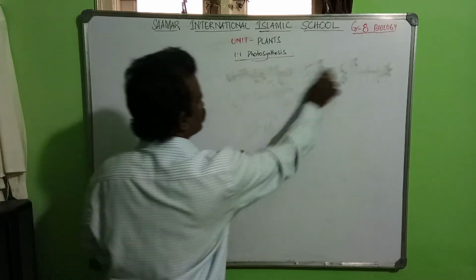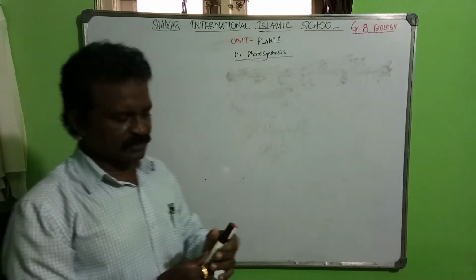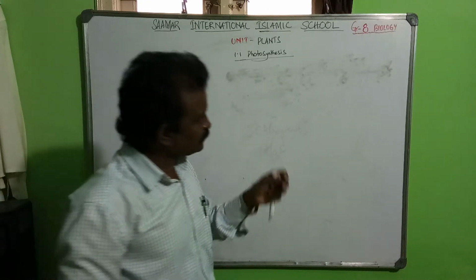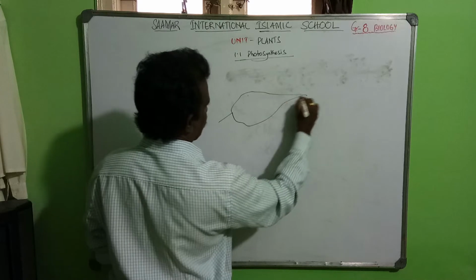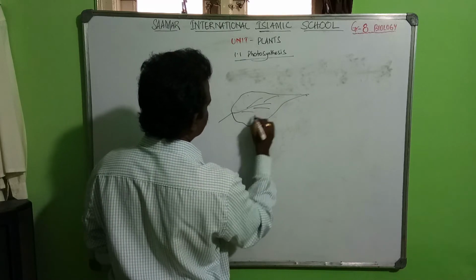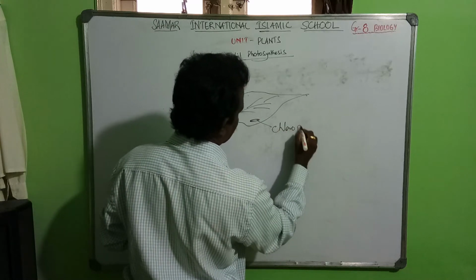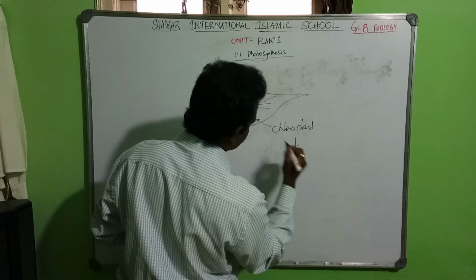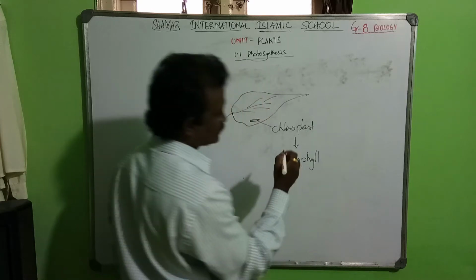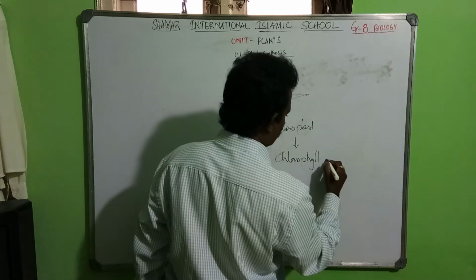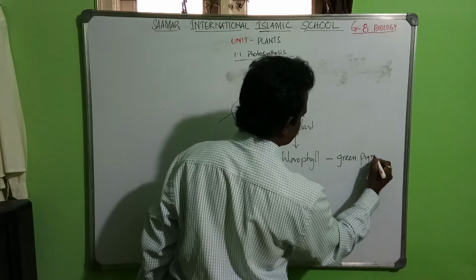Now, what we learn is where photosynthesis normally occurs in the leaf. In the leaf, where, sir? Inside the leaf, if I draw the leaf like this, inside the leaf, there is chloroplast. In that chloroplast, chlorophyll is there. Is it clear? Chlorophyll is a green pigment, present in the chloroplast.